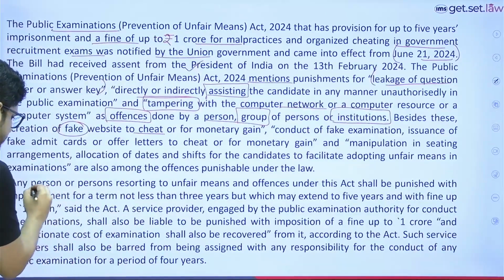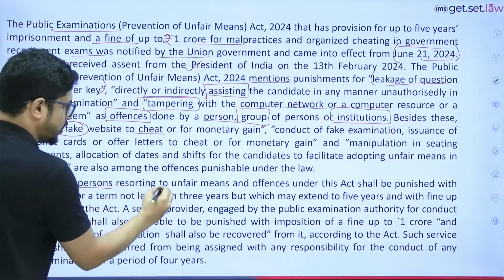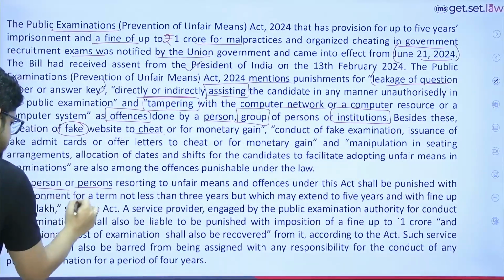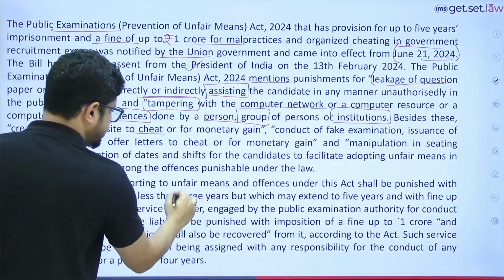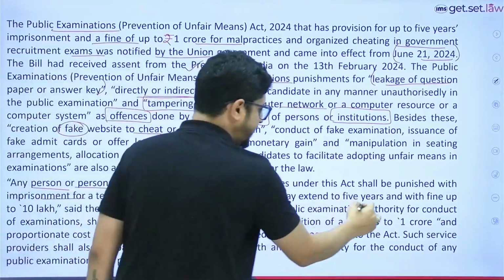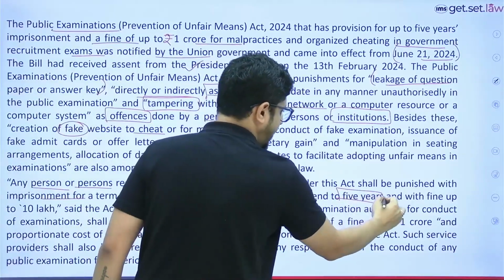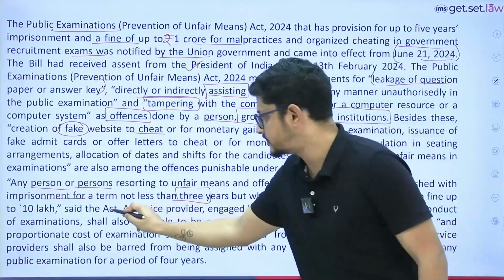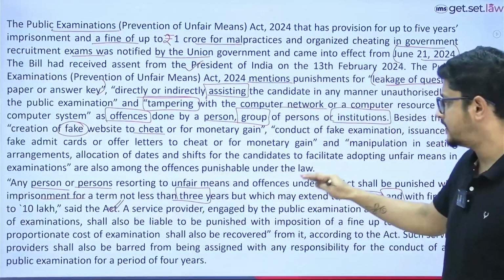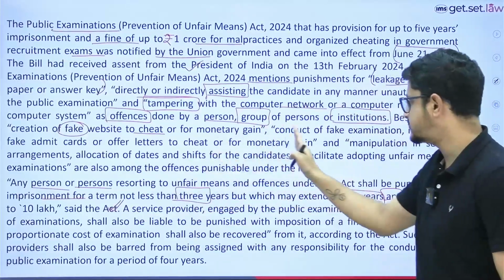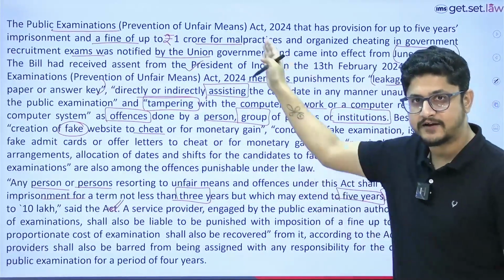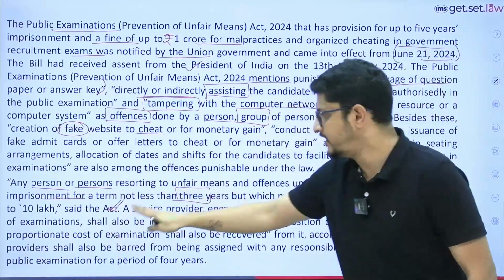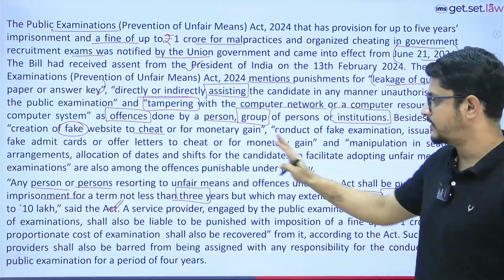Say any person or persons resorting to unfair means offences under this act shall be punished with imprisonment for a term of not less than 3 years, but which may extend to 5 years, and with fine up to Rs 10 lakh. That is what is given in the act. So this is what have been done if he is resorting to unfair means and offences under this act. If he is coming under this provision, if he is doing all these offences, it can be 3 years to 5 years along with the fine.